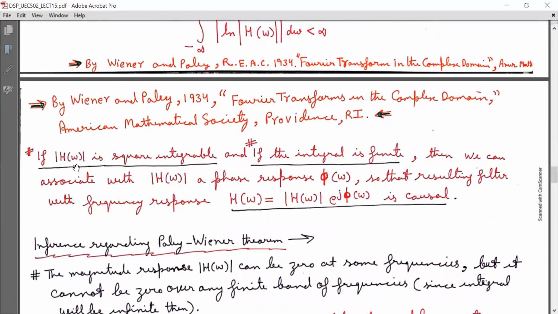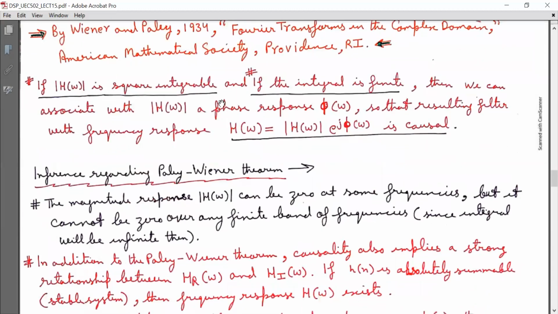If the magnitude |H(omega)| is square integrable, and if the integral is finite, then we can associate with the magnitude |H(omega)| a phase response phi(omega), so that the resulting filter with frequency response H(omega) equal to |H(omega)| e raised to j phi(omega) is causal. So these are two conditions: the magnitude |H(omega)| is square integrable and its integral should be finite. Then the resulting filter will be causal and can be represented as H(omega) equal to |H(omega)| e raised to j phi(omega).